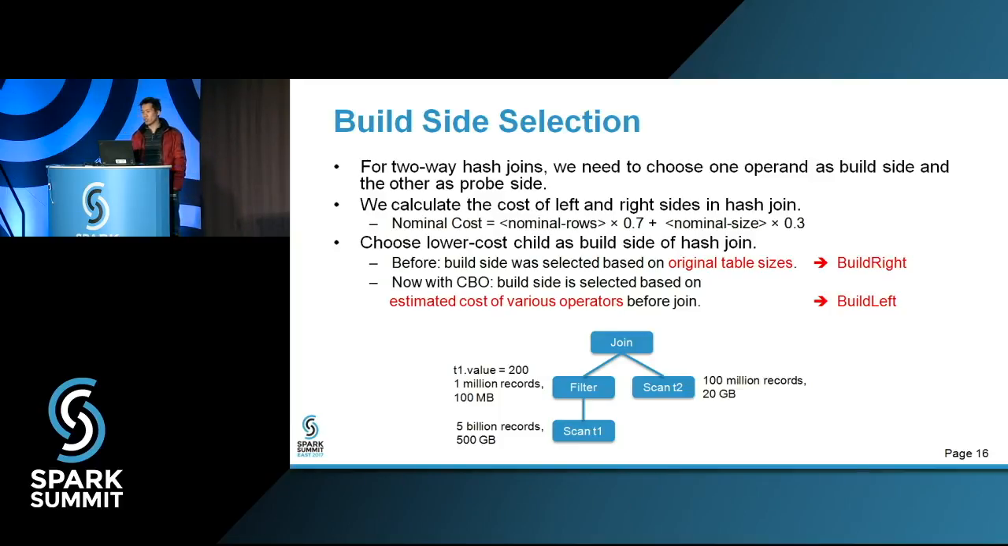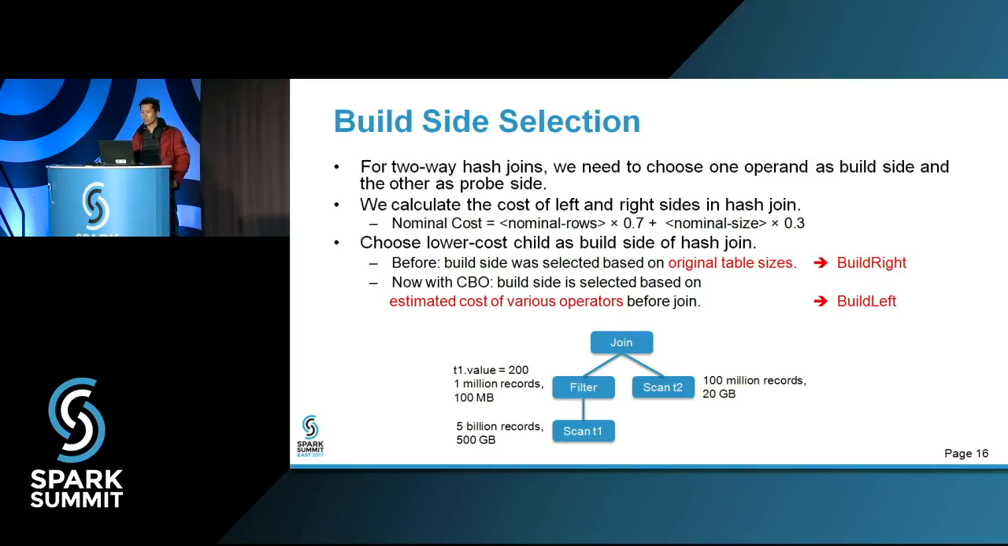We use empirical weights in the equation, 70% and 30%. After we get the cost, we can choose the lower cost child as the build side of hash join. Previously in Spark, build side was selected based on original table sizes. Here, let's look at a simple example.